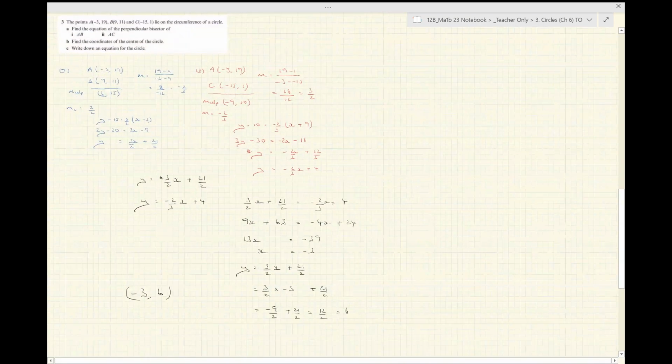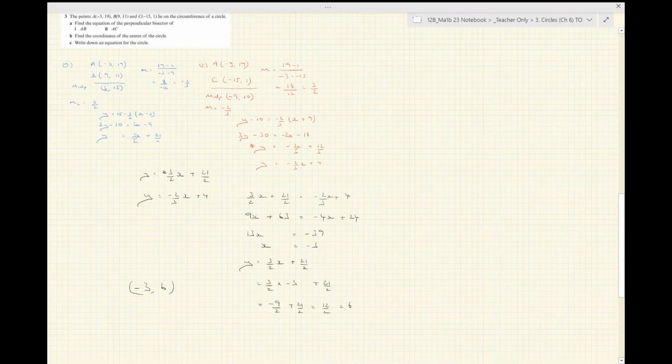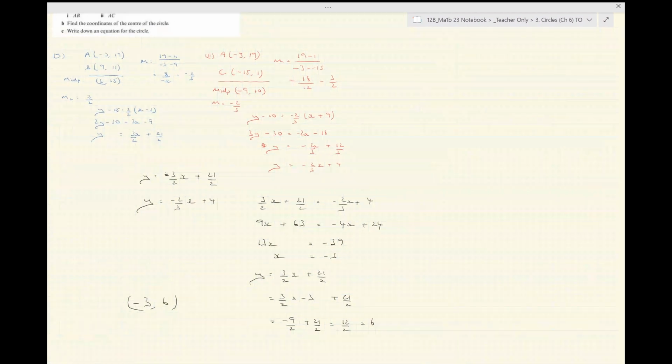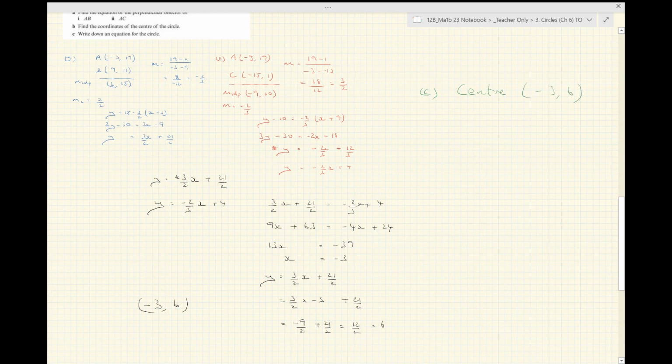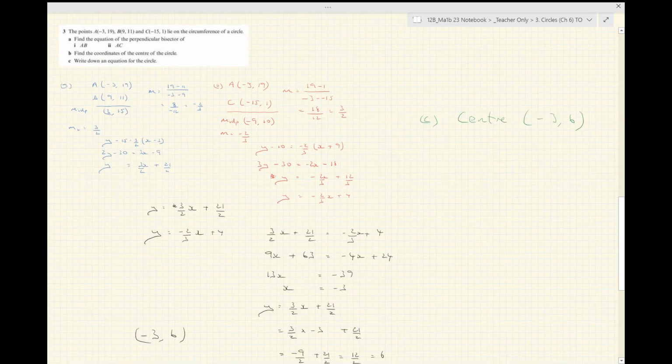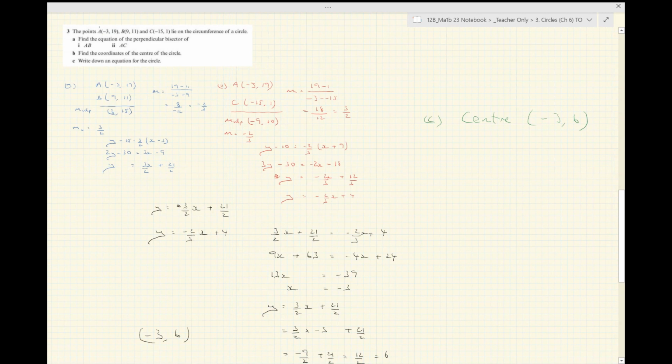So now all I need to do is part C, which is to write down the equation for the circle. Right, how to write down the equation for the circle. Right, well, I'm going to need to know the centre of the circle, aren't I? Well, I know the centre of the circle. Okay, I'm going to do this over here, C. I know that the centre of the circle is minus 3, 6. And I'm also going to need to know the radius of the circle. Now, I'm not sure I know the radius of the circle, but I know the centre of the circle, and I know lots of points which are on the circumference of the circle, so I can just find the distance from the centre to one of those points on the circumference.